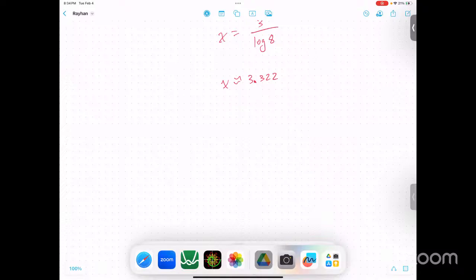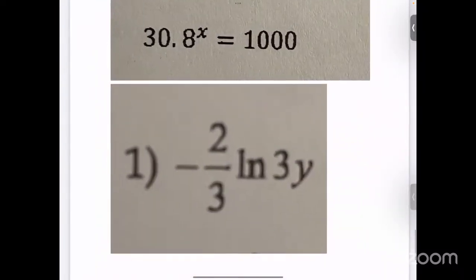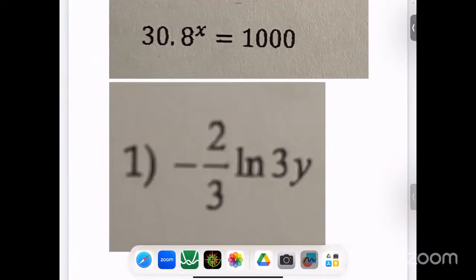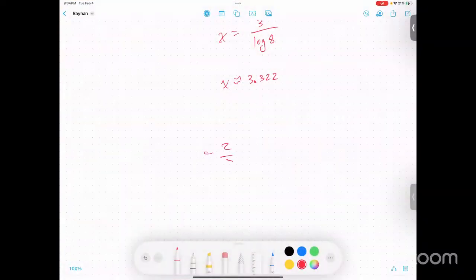Okay, see how I did that? Negative 2/3 ln of 3y, like that. Did I write that right? Yeah. And they want us to do what here? To write each as a logarithm and condense.